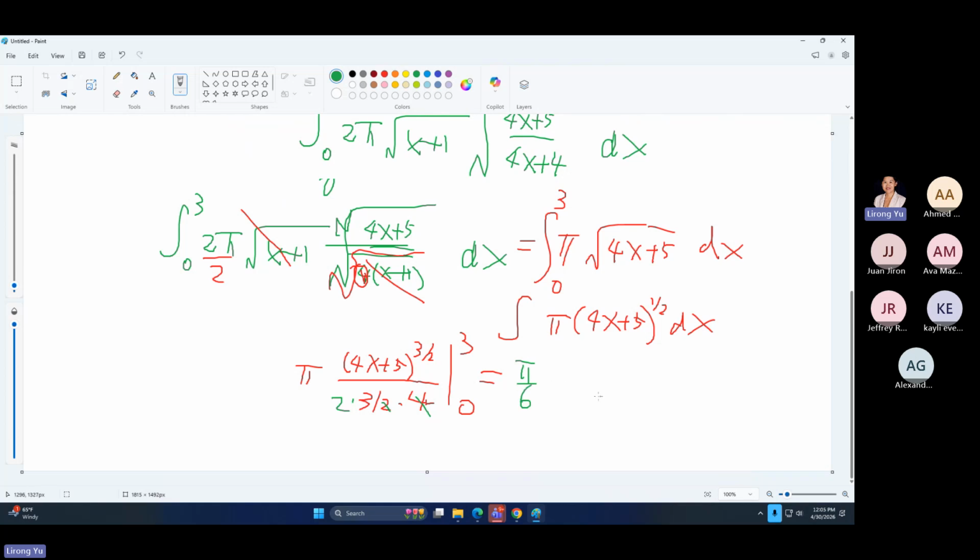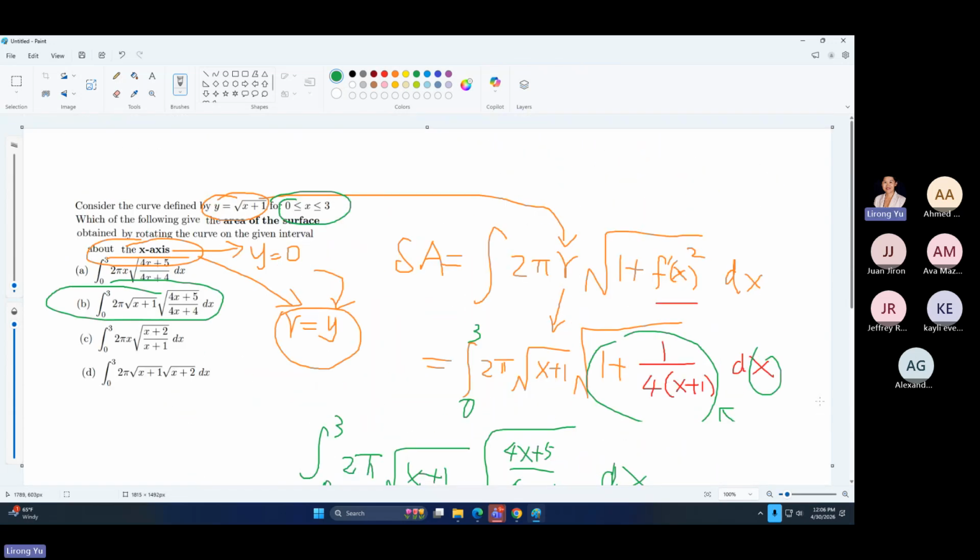Pi over 6 times, if x equals 3, it would be 4 times 3 is 12, 12 plus 1 is 13... so 17 to the 3/2 power at the upper limit. And the lower limit is when x equals 0, so that would be 5 to the 3/2 power. So that's the antiderivative, and that's actually the calculation of the definite integral, which gave us the surface area.